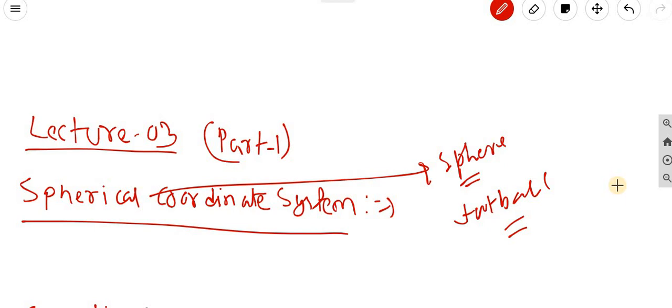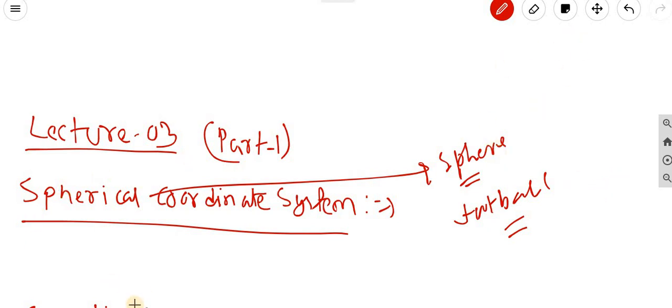Now many of you may face problems getting a clear idea of this coordinate system. What are the surfaces? How does this transformation work? So now I am here with some 3D explanation. With that explanation, I think you will get a much better understanding.